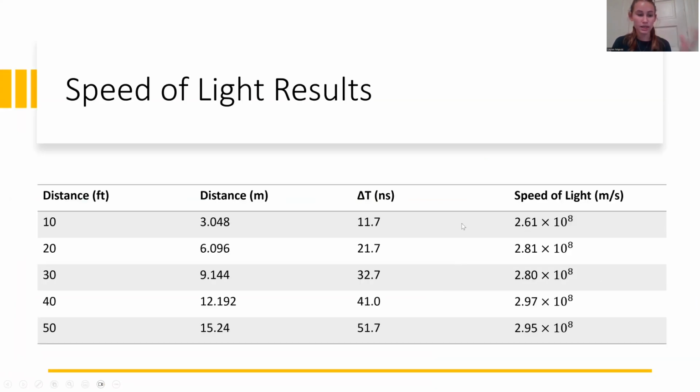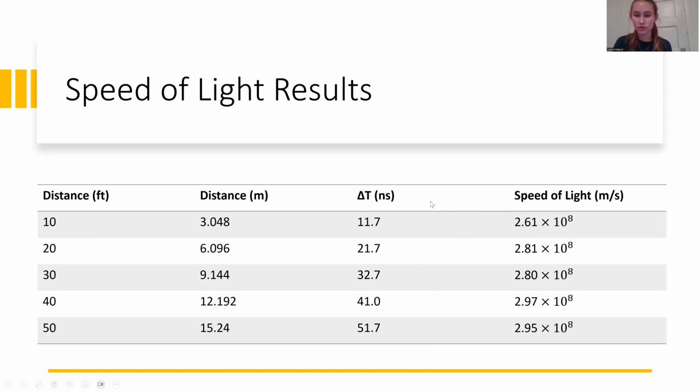This is our data compiled for the speed of light results. We have the distance the beam traveled, the time from the oscilloscope, and then our calculated speed of light in meters per second. We can see that the data is more accurate for farther distances. So if we were to repeat this experiment, we would want to do more trials at greater distances.